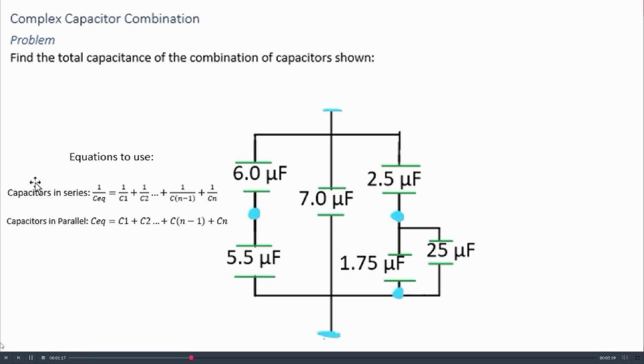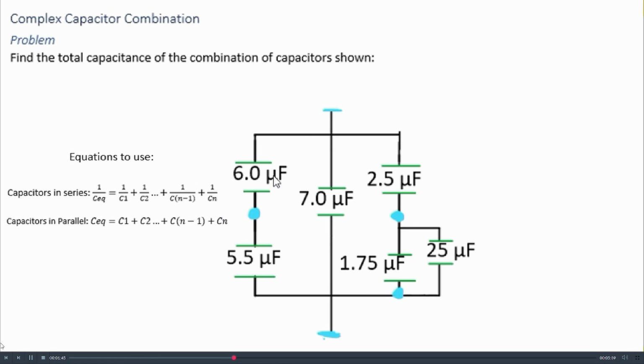The equations we will be using are for capacitors in series and capacitors in parallel. For capacitors in series, we have 1 over the capacitor equivalent is equal to 1 over C1 plus 1 over C2 plus however many more capacitors you have. So this 1 over Cn and this 1 over C(n-1) is the ending of the equation.